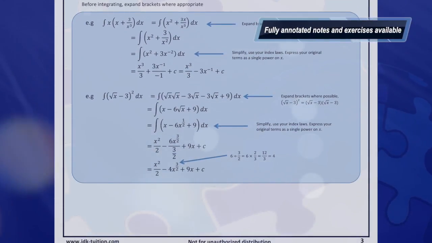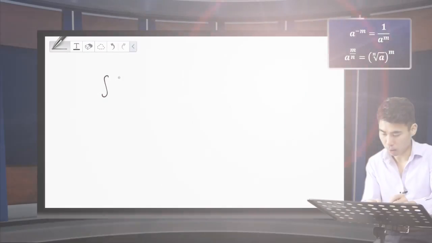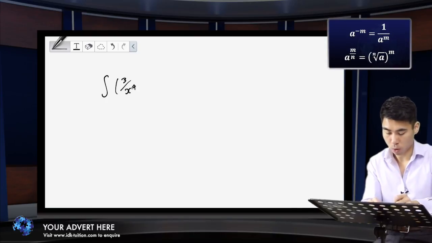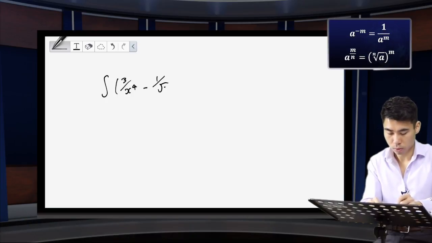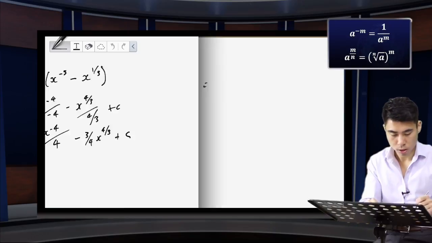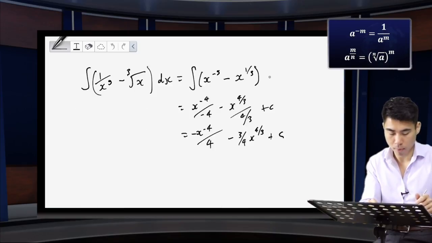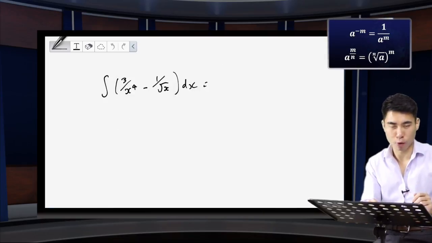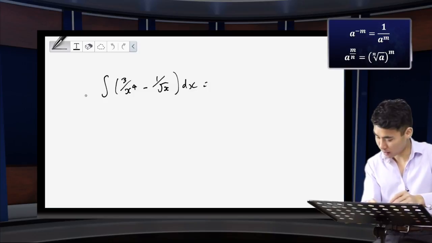Let's go through another example where we are simply applying our index laws. Again, to look at this one, so 3 over x to the 4 minus 1 over root x. Integrating this with respect to x. Let me just make sure I've used my correct notation here. So sorry, I did forget my dx up here previously. By the magic of video, that won't happen in the final edit.